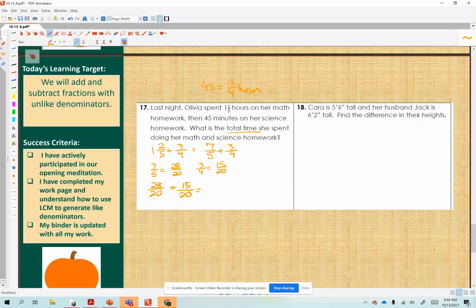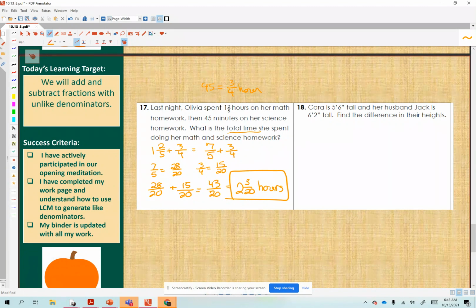15/20ths equals, oops, should have written 20 there, 43/20ths. And 43 divided by 20 is 2, with 3/20ths left over. So it was 2 3/20 hours Olivia spent on her homework. Good girl for working that hard.